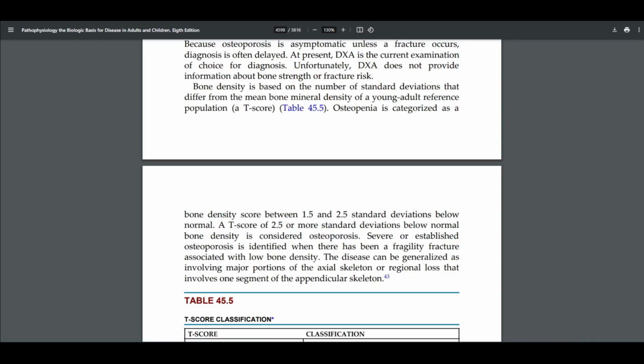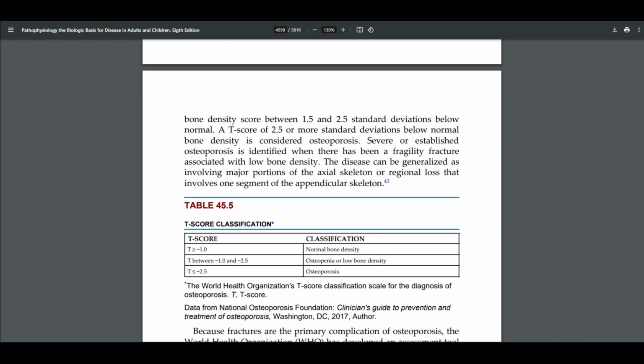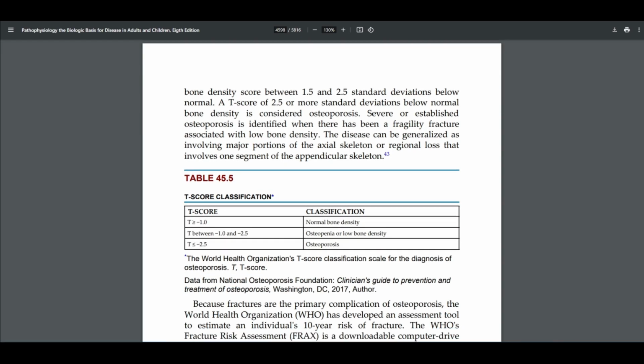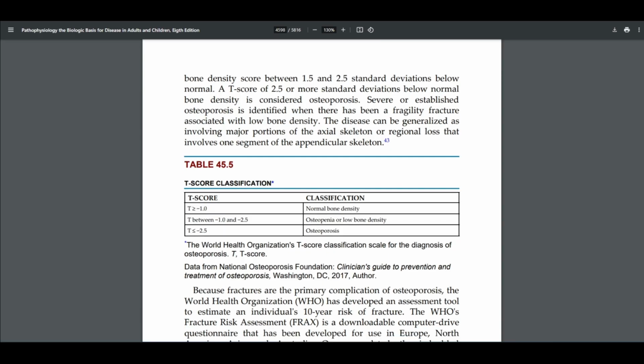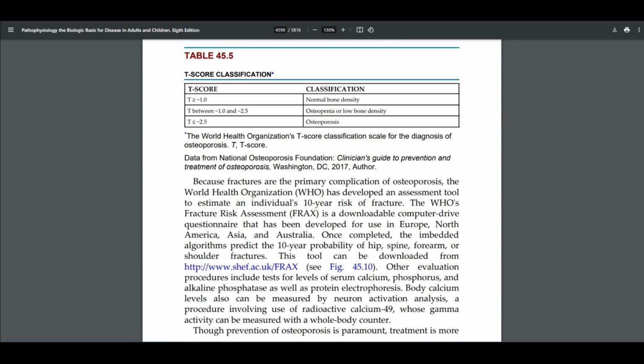Osteopenia is categorized as a bone density score between 1.5 and 2.5 standard deviations below normal. A T-score of 2.5 or more standard deviations below normal bone density is considered osteoporosis. Severe or established osteoporosis is defined when there has been a fragility fracture associated with low density in the bone. The disease can be generalized, involving major portions of the axial skeleton, or regional loss that involves one segment of the appendicular skeleton. So here you have your T-score classification.